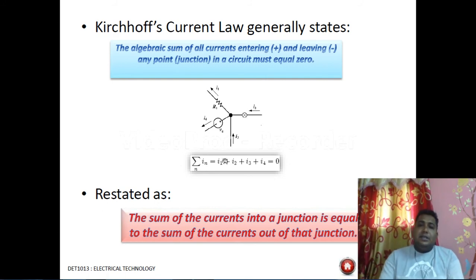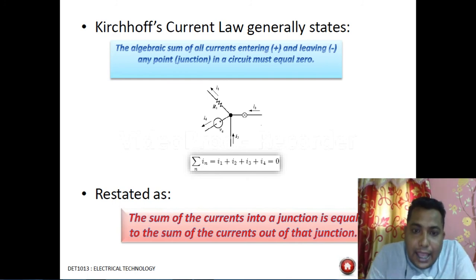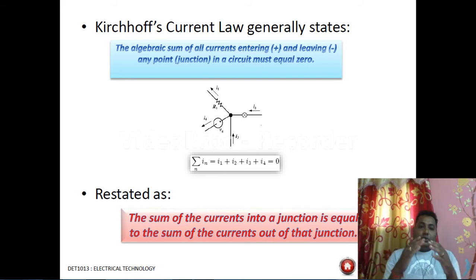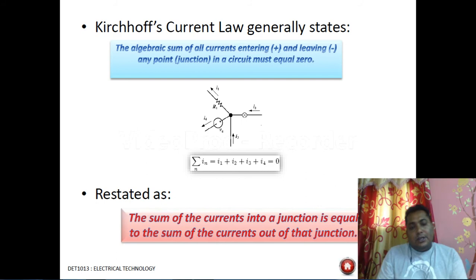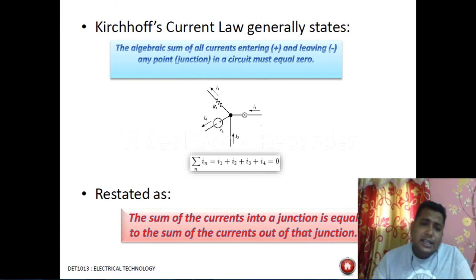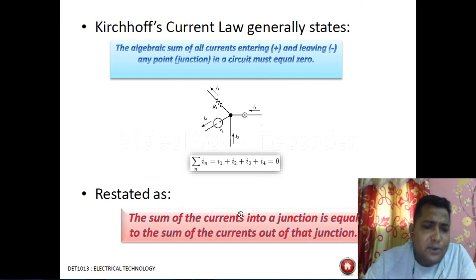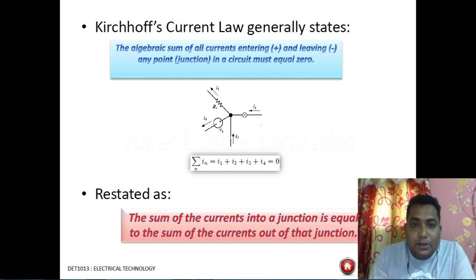As you can see, the I1 current is going out from the node, and the I2, I3 and I4 currents are incoming to the node. So it is told that the total incoming current and total outgoing current from a particular node, its summation is equal to 0. So we can say that I1 plus I2 plus I3 plus I4, all summation is 0. So that is the particular thing about Kirchhoff's current law.